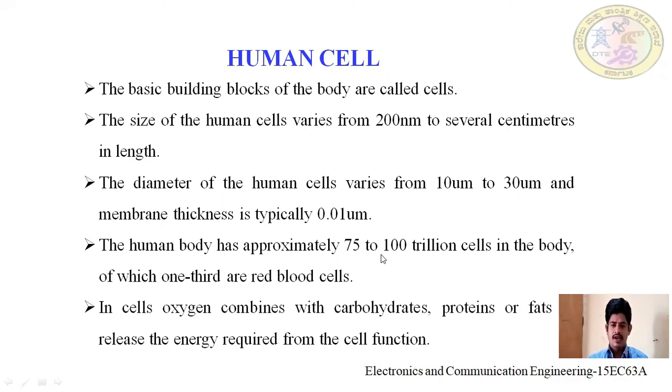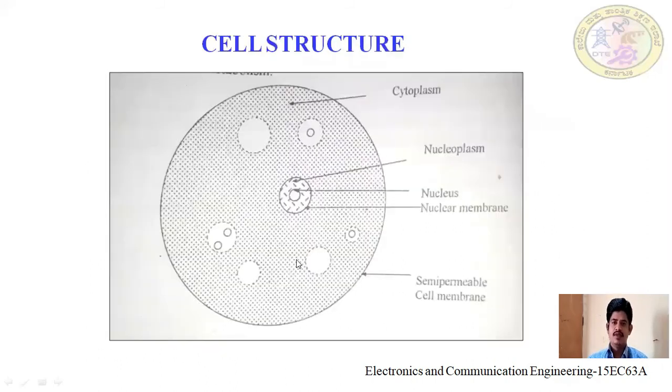But normally, if we take an approximation, it will range from 75 to 100 trillion cells. In cells, oxygen combines with the carbohydrates, proteins, and fats to release the energy required for cell function. So you can understand the functionality of the cell: it combines the oxygen with these to generate the energy. So these are the parameters of a human cell.